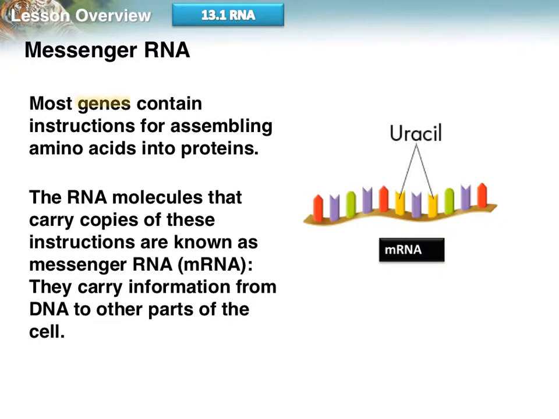Most genes, those segments of DNA, contain the instructions for making amino acids into proteins. So the RNA molecules that carry these instructions are known as mRNA, or messenger RNA. They carry the information, the message, from DNA to the other parts of the cell.